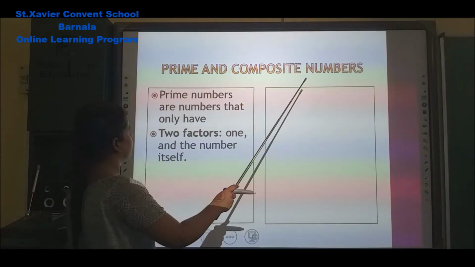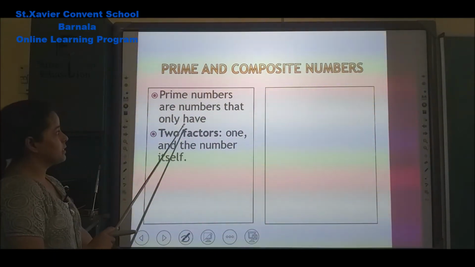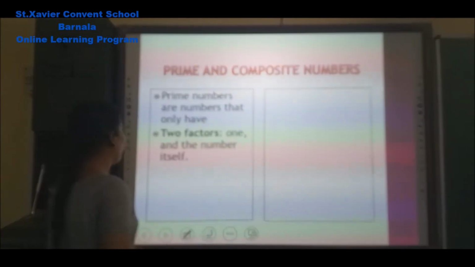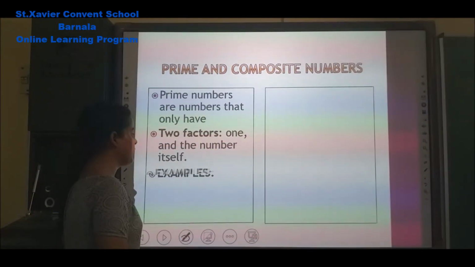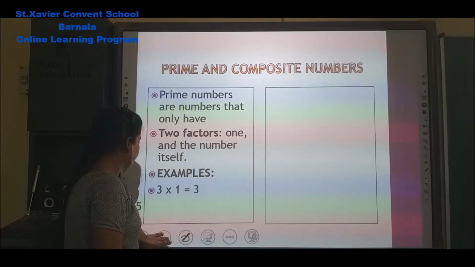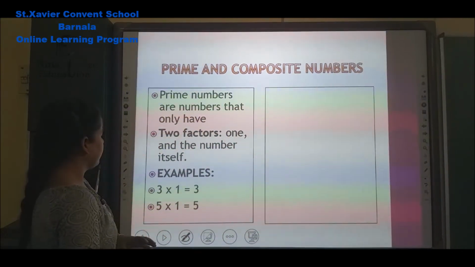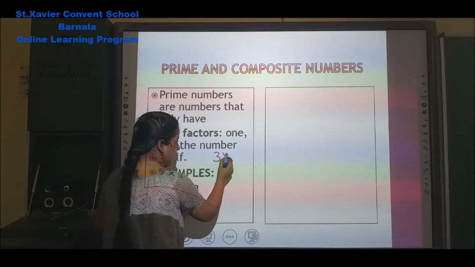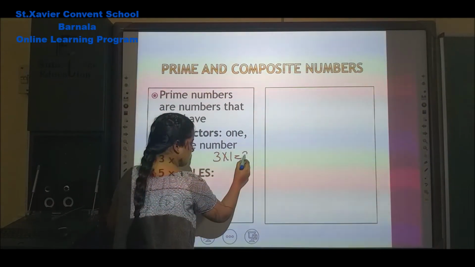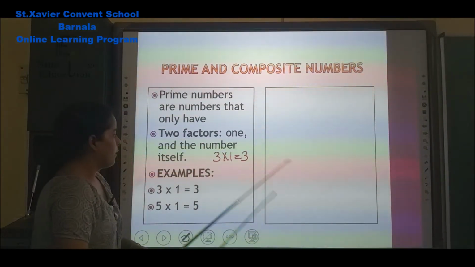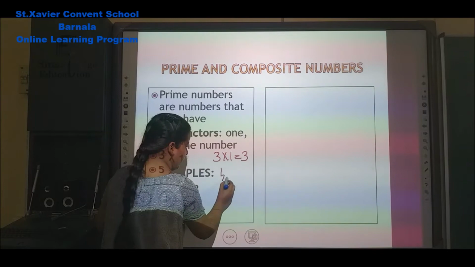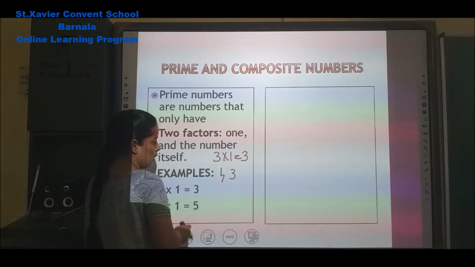Prime numbers and composite numbers. Prime numbers are numbers that only have two factors. Which two factors? 1 and the number itself. Like 3 and 1. 3 multiplied by 1 is equal to 3. So there are only two factors, 1 and 3.